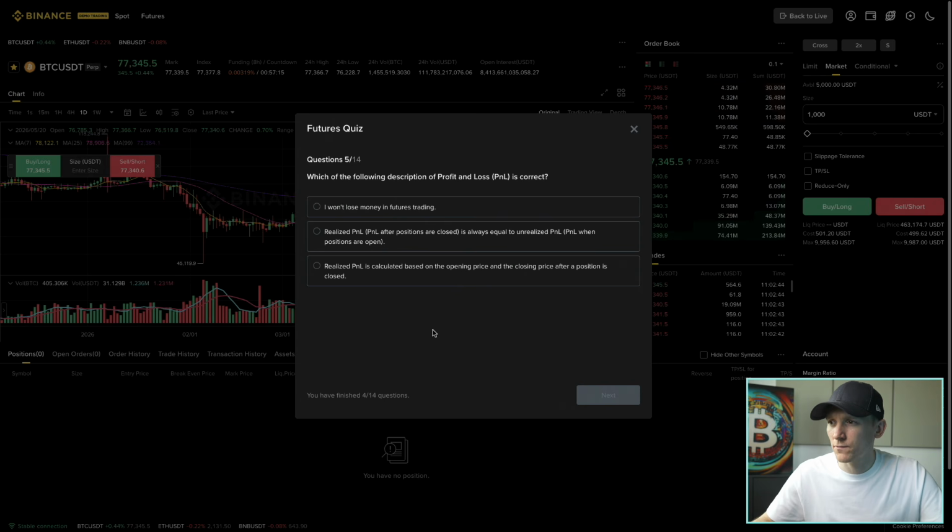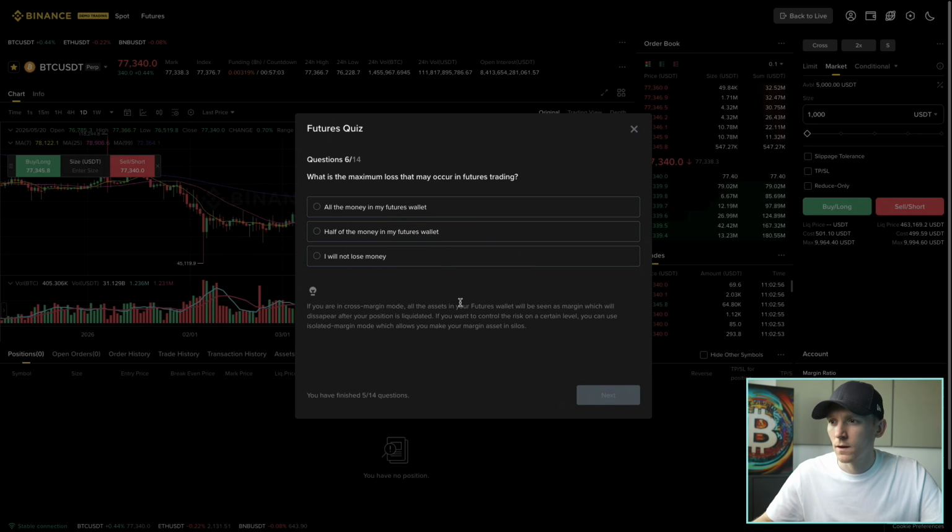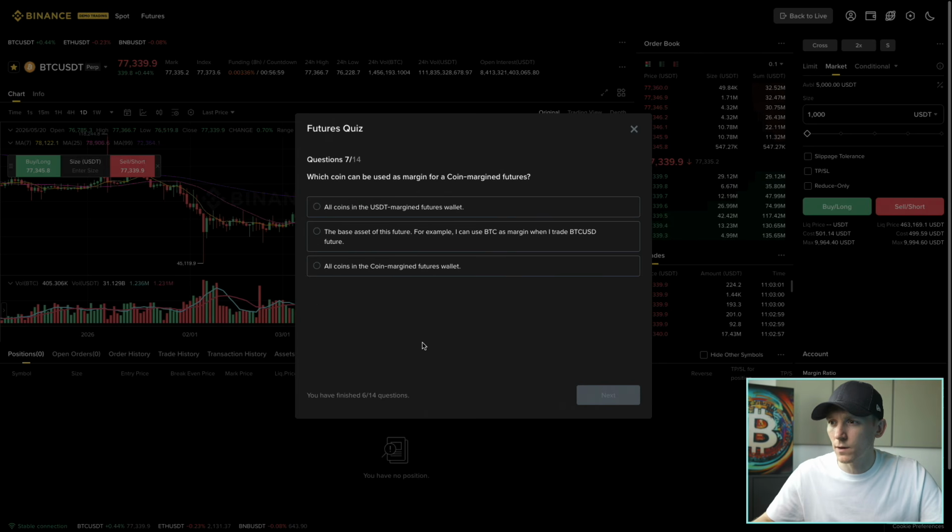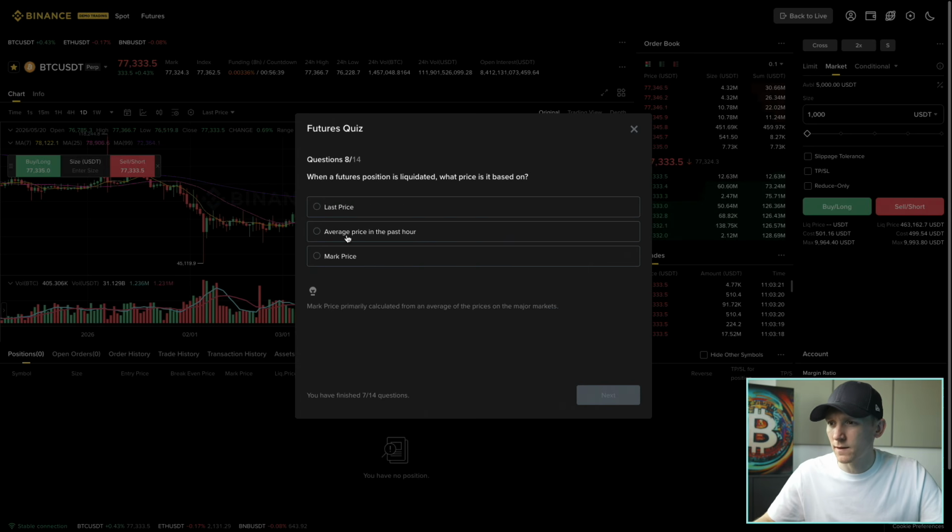Which of the following descriptions of profit and loss is correct? I won't lose money. That's not true. Realized P&L after positions are closed is always equal to the unrealized P&L. Realized P&L is calculated based on the opening price and closing price. This one right here. What is the maximum loss that may occur in futures trading? All of the money in my futures wallet. Which coin can be used for margin in coin margin futures? That is the base. When futures position is liquidated, what price is it based on? Probably the mark price. Futures fee includes commissions, liquidation clear fees.